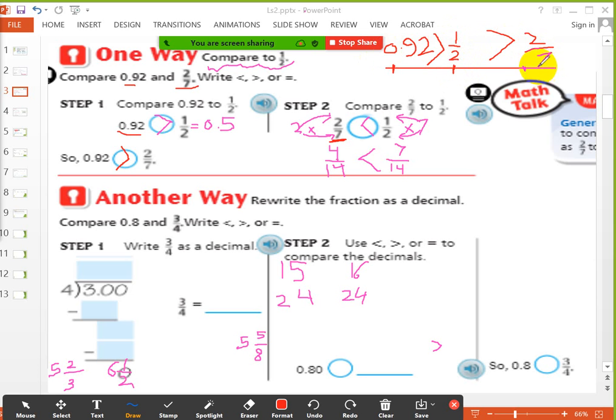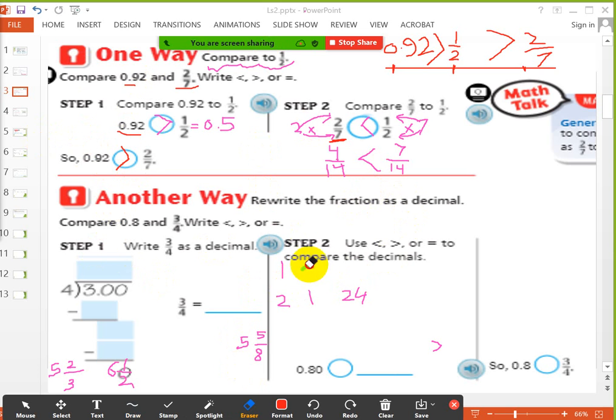So which one is the greater number? 0.92 greater than 1 over 2 or 2 over 7? That means this is the greater number. So the symbol will go to 0.92. Okay? Now let's move to another example.